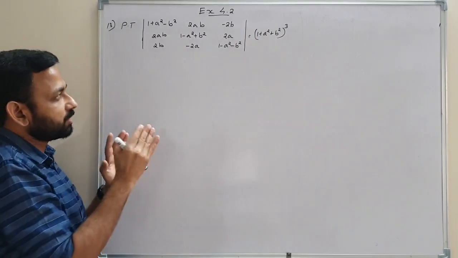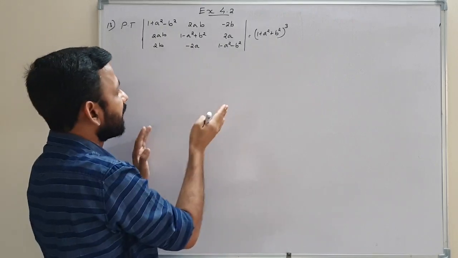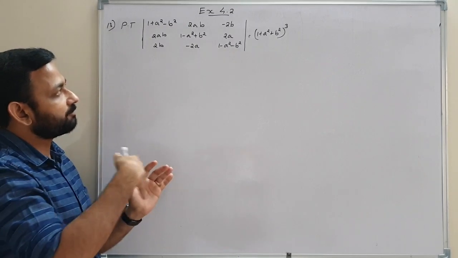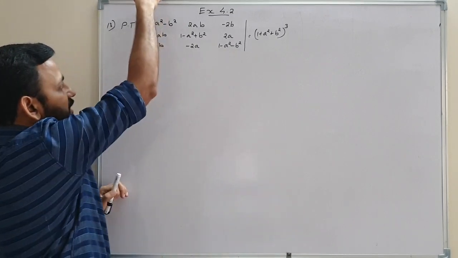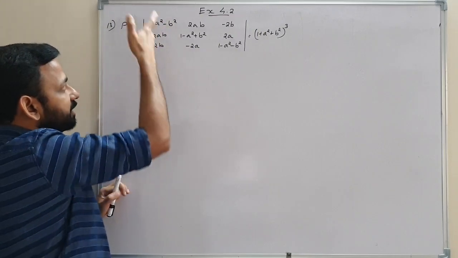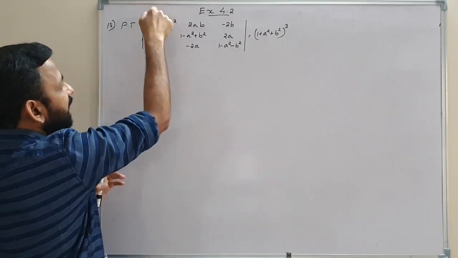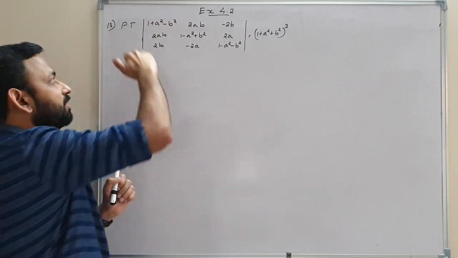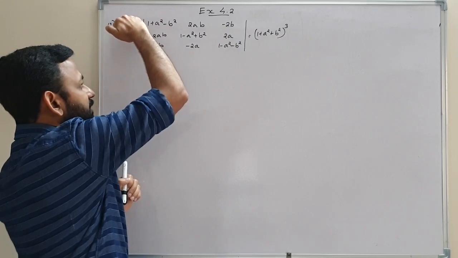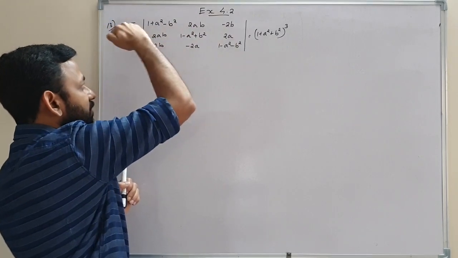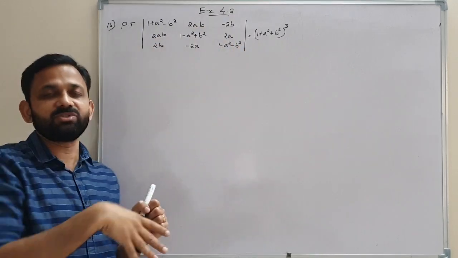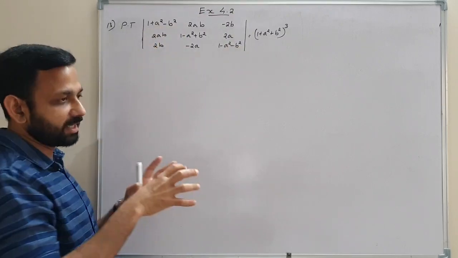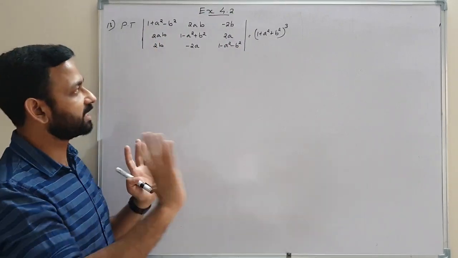So we will try to take 1 + a² + b² outside the determinant. So we have to do some operations, and after doing that operation, if we get 1 + a² + b² everywhere in any one row or any one column, then we can take it outside. Or if we get 1 + a² + b² in the first row, second row or third row, we can take it outside. So we need to get 1 + a² + b² common in any one row or any one column. So that is the method.